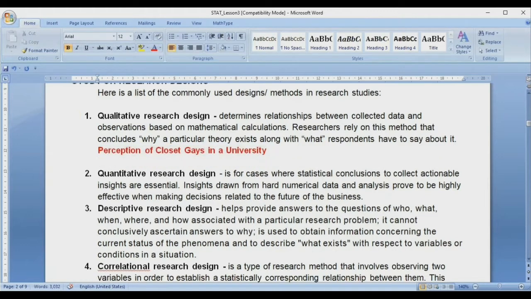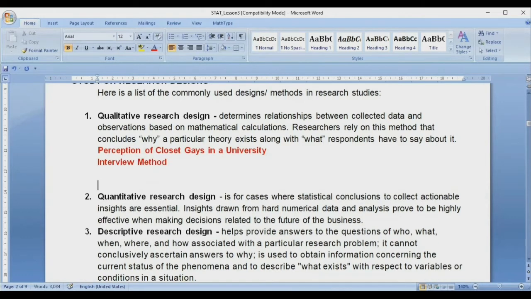So in this case, pag qualitative, ang ginagamit mo interview method. And then, if they have similar answers, you will use coding. Example, if you will ask the closet gays why they prefer not to disclose themselves or to hide, they will say they are shy, tapos they will say their parents will abandon them. So, kung may pare-parehas na sagot, i-code mo siya, kunwari, code A, like that.